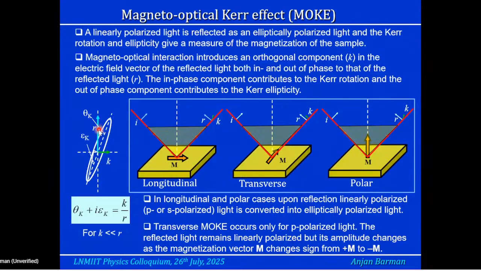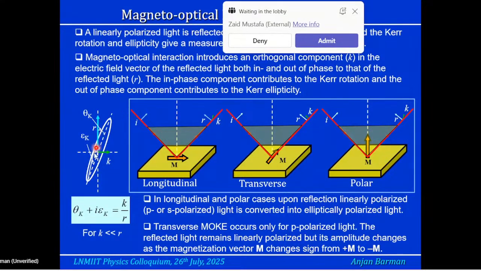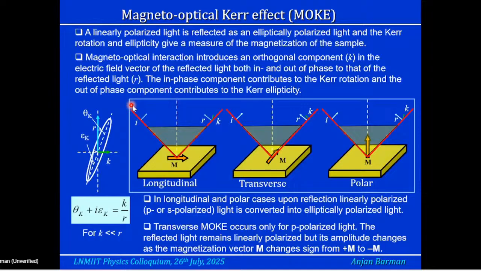So this small ellipticity or Kerr rotation, which is read from here, can be detected by some means, and that will give the state of magnetization of the material. And here, this is the Kerr rotation, and this is the ellipticity. They are related by this expression where K is the absorption coefficient and R is the reflection coefficient. And they have different geometries.